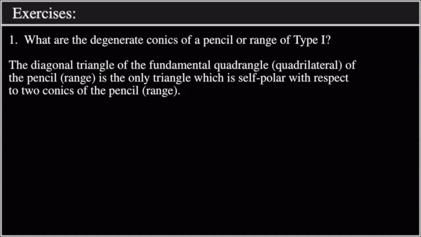Exercises. 1. What are the degenerate conics of a pencil or range of type 1? The diagonal triangle of the fundamental quadrangle, or quadrilateral, of the pencil or range is the only triangle which is self-polar with respect to two conics of the pencil or range.